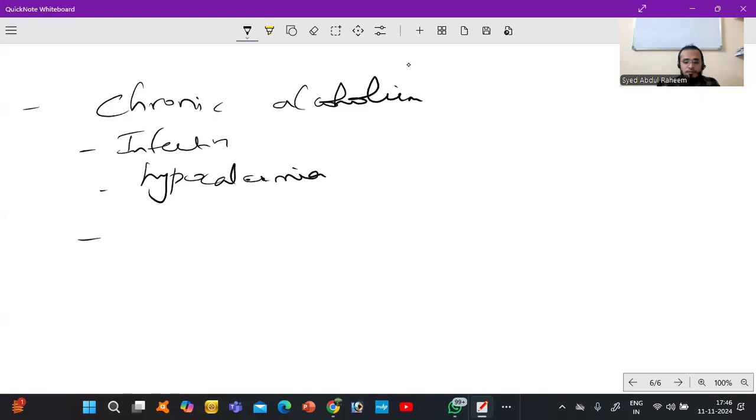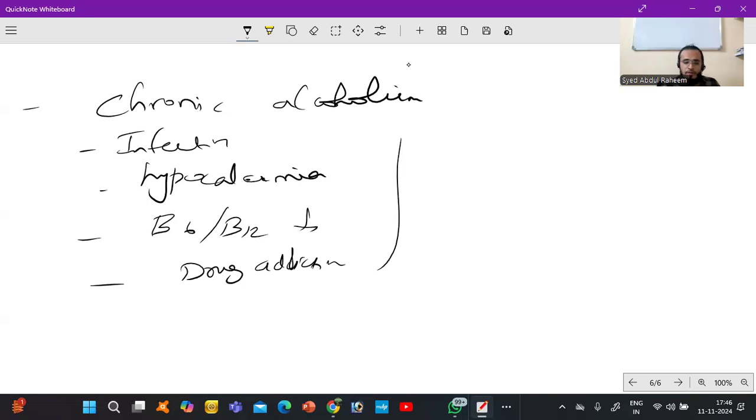Okay, hypocalcemia and pyridoxine deficiency, vitamin B6, B12 deficiency, and we have any drug addiction which leads to epilepsy, and we have hypoglycemia. Hypoglycemia also leads to epilepsy. So these are the reasons. Okay, so in epilepsy, we discussed the definition of epilepsy, and what are the causes.